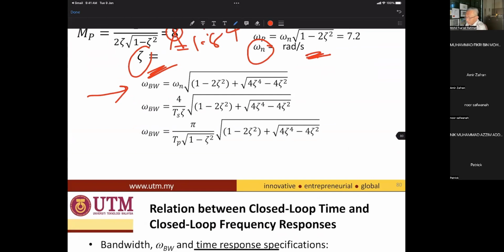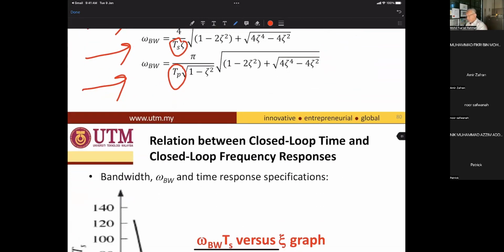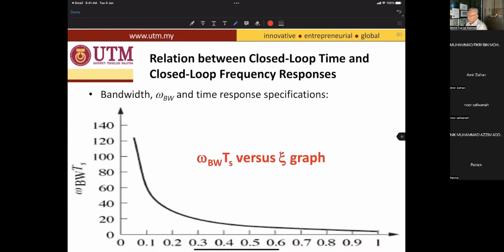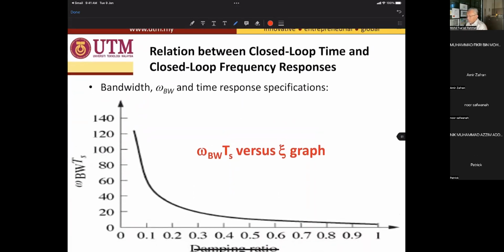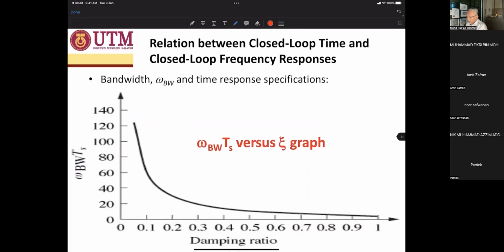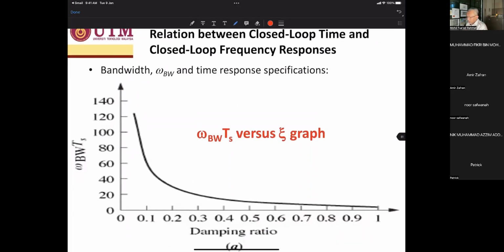Okay, so we move to the omega bandwidth. We have 3 formulas. Do not memorize, it is given in the attachment. One is with omega n, another uses settling time, and another uses peak time. Also this one is the omega bandwidth and the time response specification versus damping ratio.